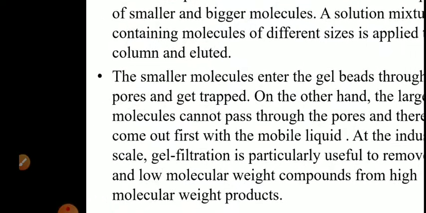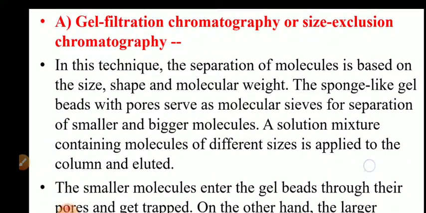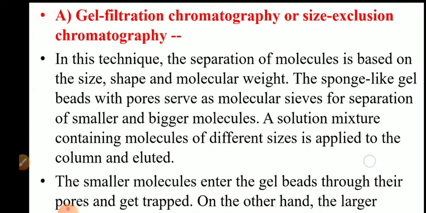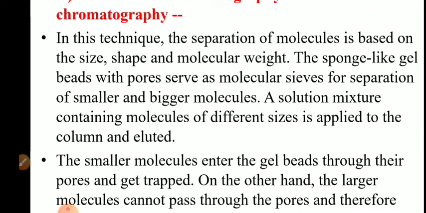Now, the first one is gel filtration chromatography. It is also known as size exclusion chromatography because separation is done on the basis of size, shape and molecular weight. Rather, you can say separation is done on the basis of molecular size. In gel filtration chromatography, the sponge-like gel beads are the stationary phase, which are packed in a column. The sponge-like gel beads have pores. They serve as molecular sieves for separation of smaller and bigger molecules.